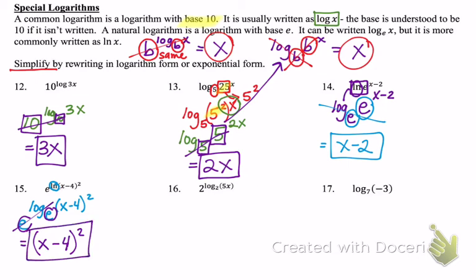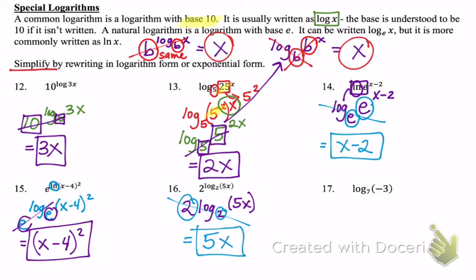Here I have 2 to the log base 2 of 5x. So if I rewrite this, here I have a 2. My b is 2. My base is 2. What happens? They cancel. So my final answer is just 5x. So it's not tricky. It's not hard. It's just knowing these two properties that we call them. If we know those, then it's okay.